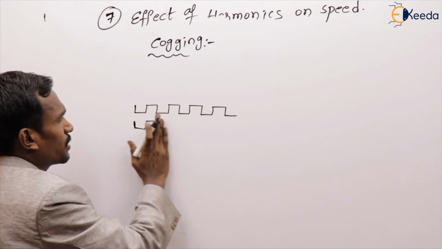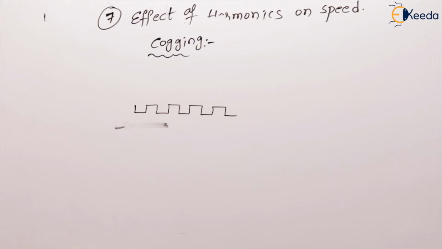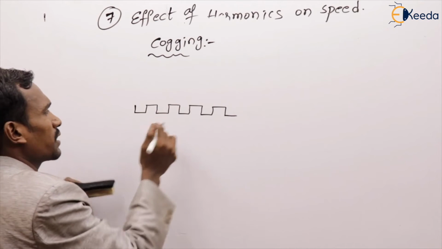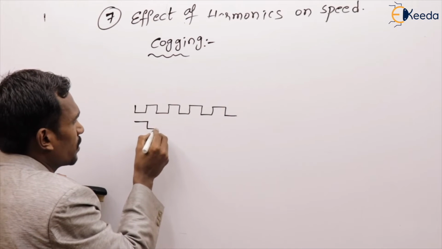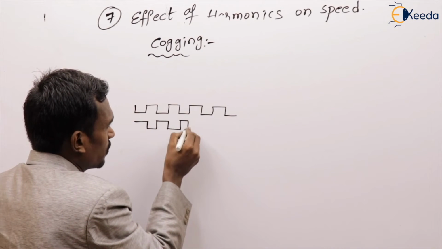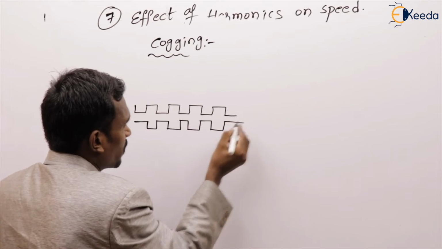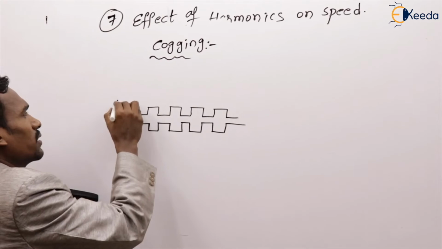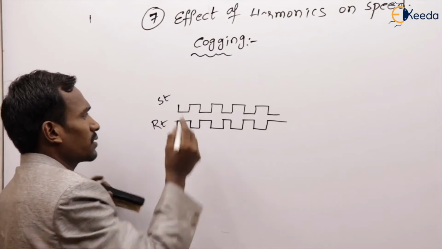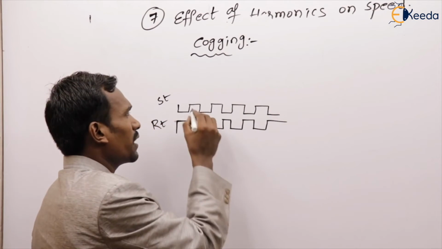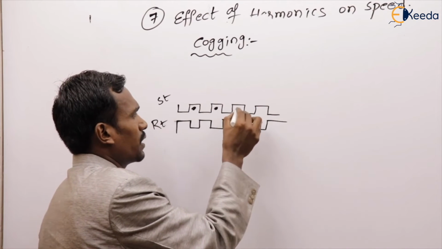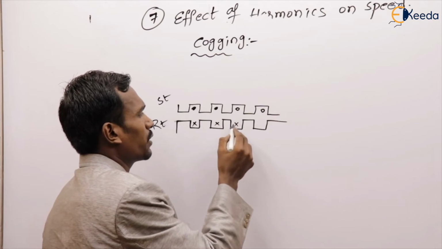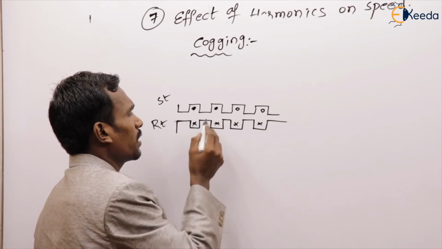For example, I am taking the stator slots and rotor slots. This is stator, and next one, this is my rotor. These are my stator slots and rotor slots. Here we are using stator winding, and here we are using the rotor winding.